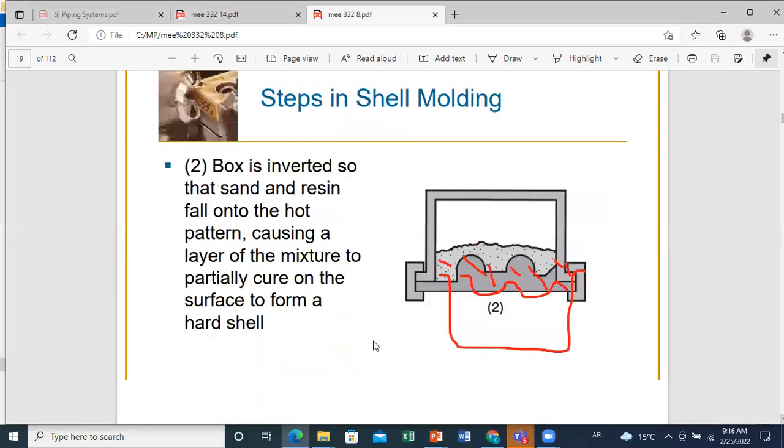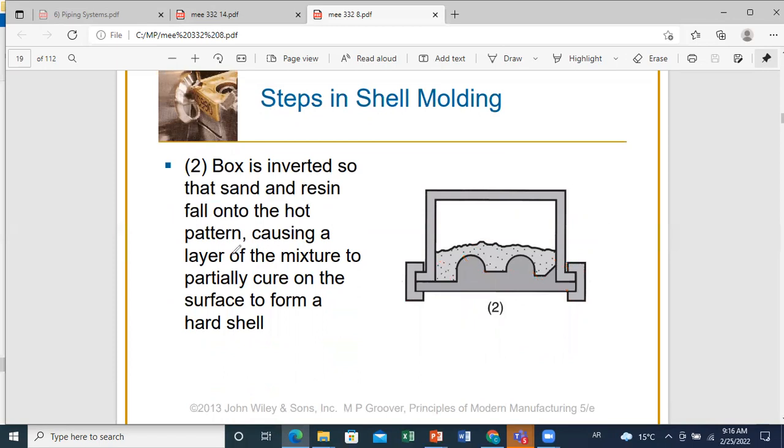will be, as we said, to reverse your box. When you invert your box, sand and resin will fall onto the hot pattern, and due to this heating effect, you will have the formation of a layer of the mixture to partially cure on the surface to form a hard shell. So a part of the sand here, due to heat treatment, will be adherent to the pattern and will form a shell around it.